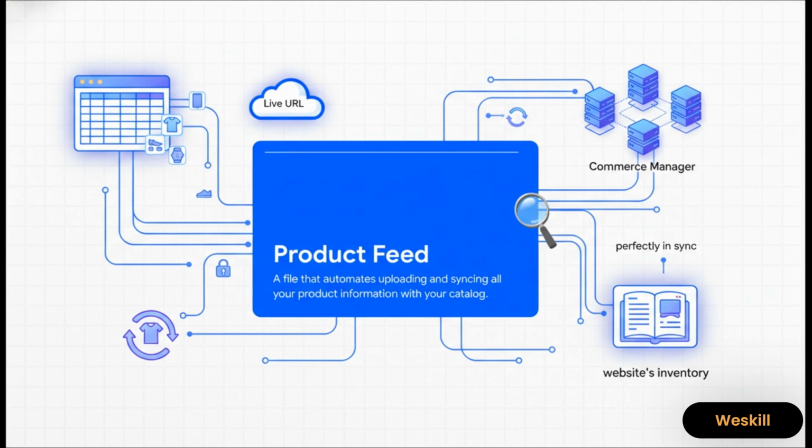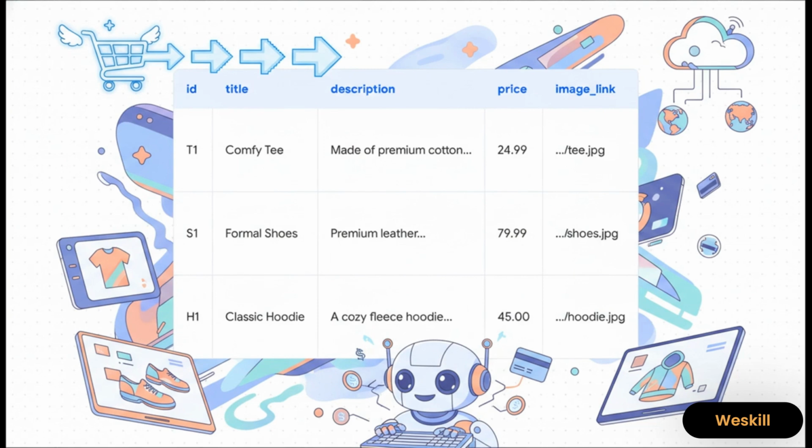It's just a file, usually a spreadsheet or a live URL, that feeds all your product info into the Commerce Manager. This keeps your ad catalog perfectly in sync with your live inventory, which means no more accidentally advertising stuff that's already sold out. And this is basically what one looks like. It's not scary, right? It's just a simple structured table. You've got columns for ID, title, description, price, image link, you name it.